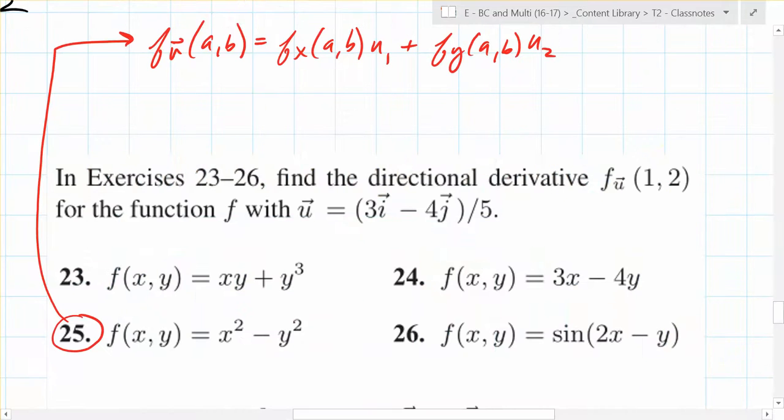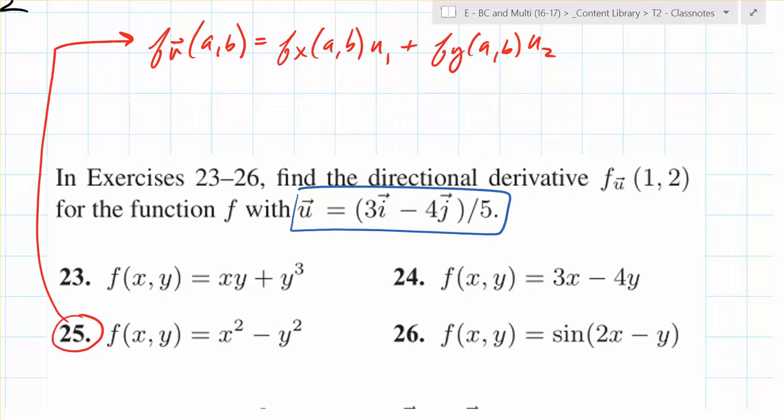What direction are we going in here? It says u equals, and whenever they use u, generally speaking, what have they given you? Is it a unit vector? It's going to be 9 over 25 plus 16 over 25 is 25 over 25. So did they give you a unit vector? They sure did.